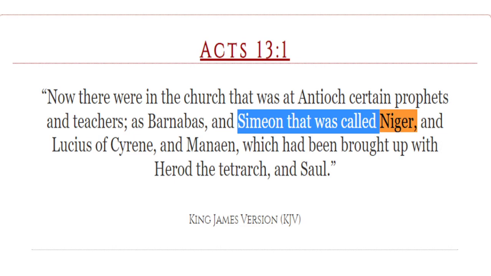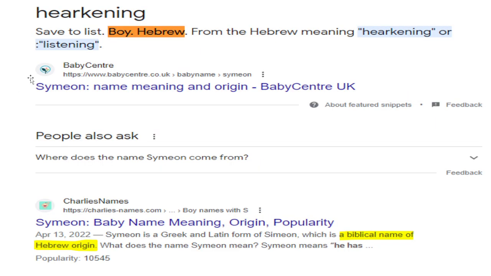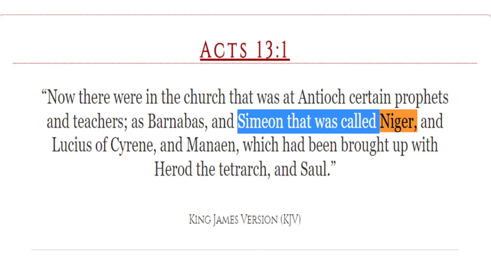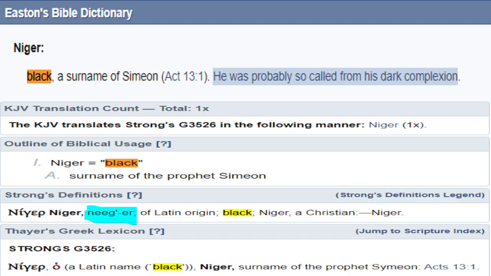We're going to go to Acts 13:1. Now there were in the church that was in Antioch certain prophets and teachers, as Barnabas and Simeon that was called Niger, and Lucius of Cyrene, and Manaen, which had been brought up with Herod the Tetrarch, and Saul. Right? So the word Simeon is a Hebrew name because he was a Hebrew. And he was called Niger, which is really not even pronounced Niger. It's pronounced the N-word, which means black, by the way.